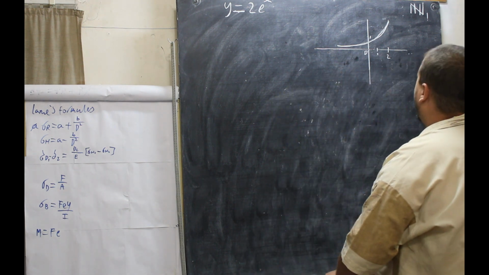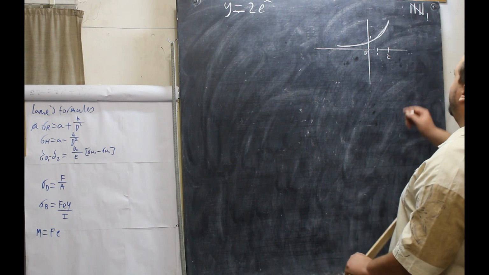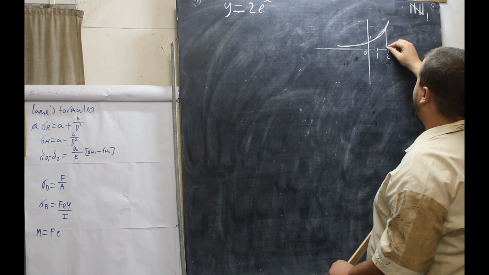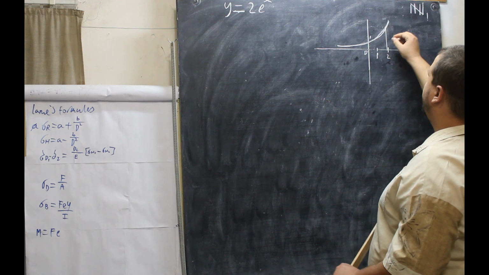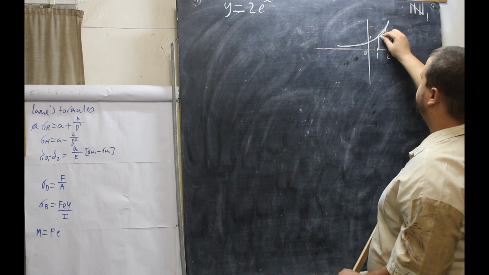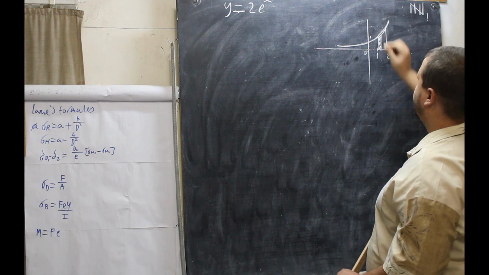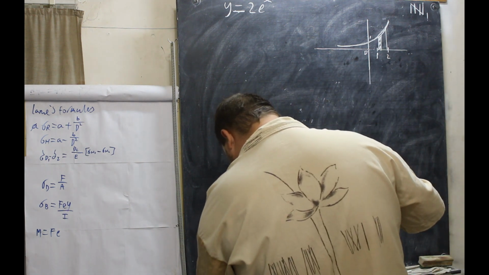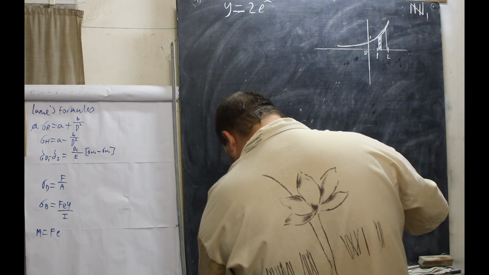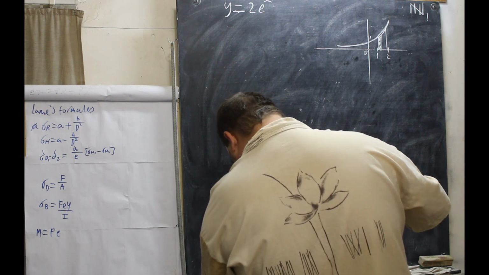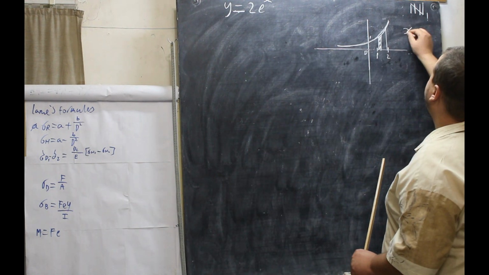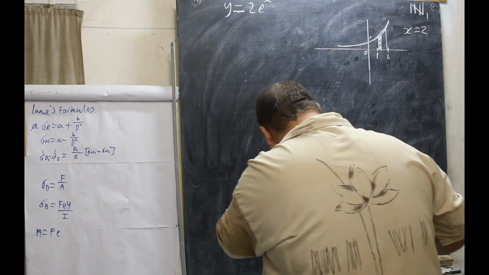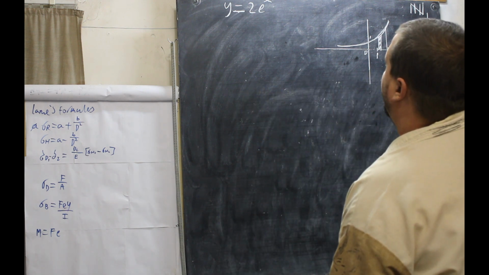So, what we need to do now, between 0 and 1, here's our representative strip. What they want us to do is to calculate the volume generated when the area bounded by the graph, the x-axis, the y-axis, and the line x is equal to 2 is rotated about the x-axis. So they want the volume.